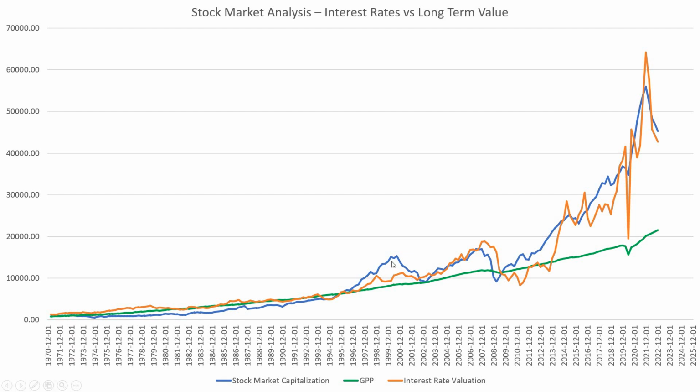So for a frame of reference, in the year 2000, the stock market was overvalued relative to the private product by 100%. So it was overvalued 2 to 1.